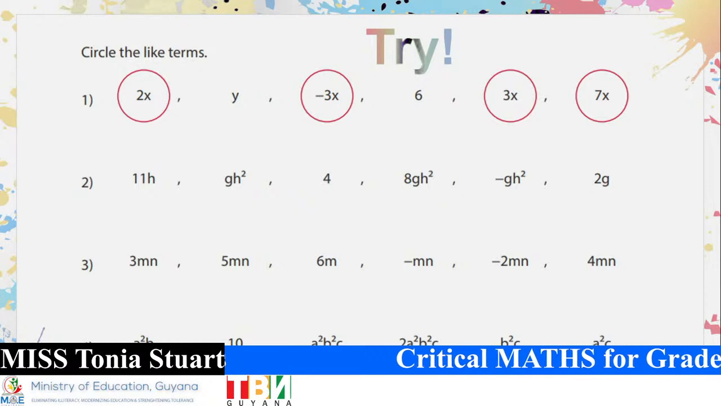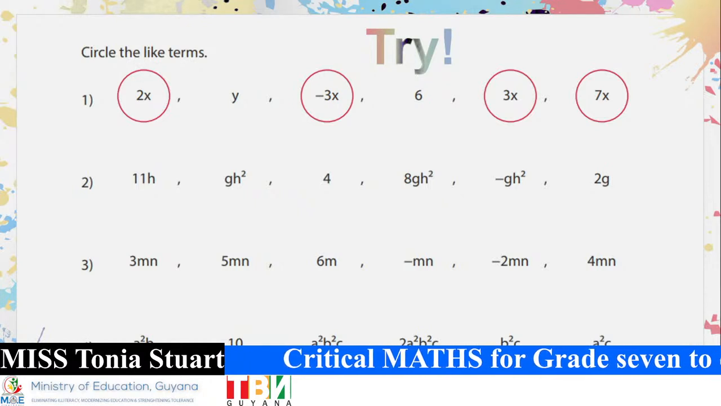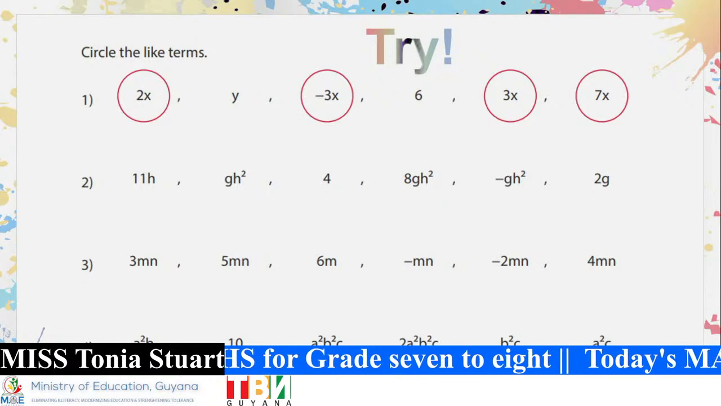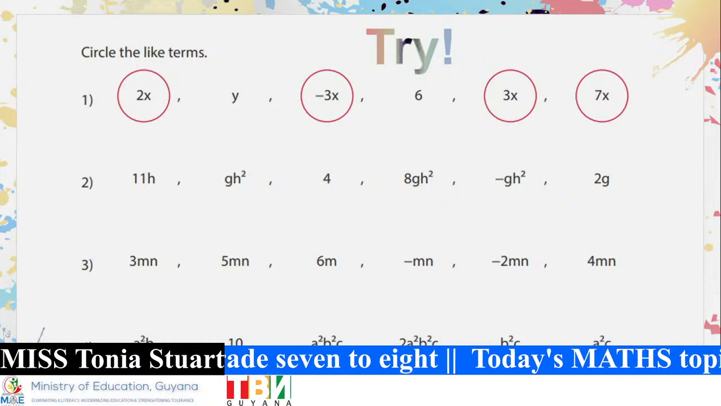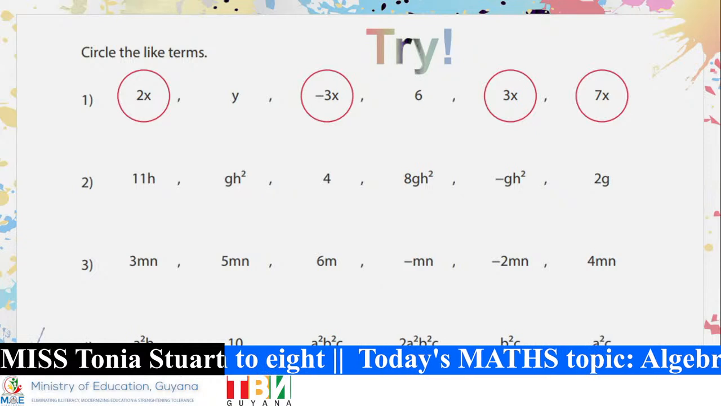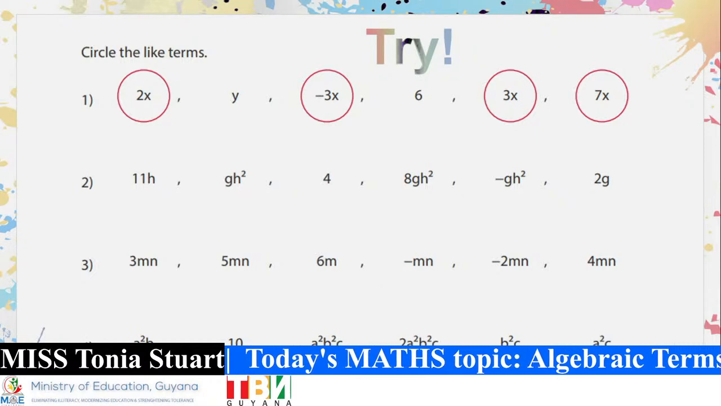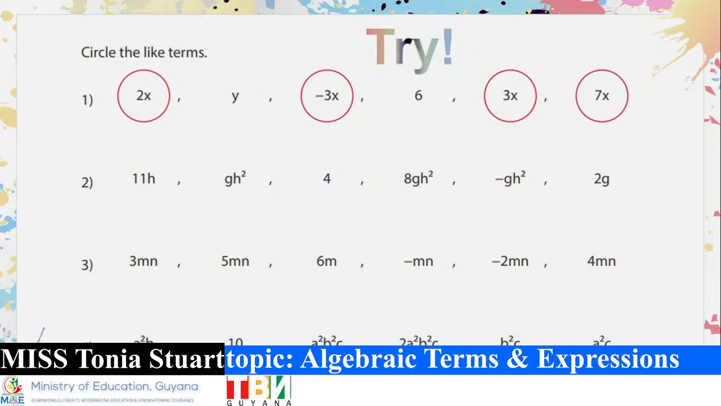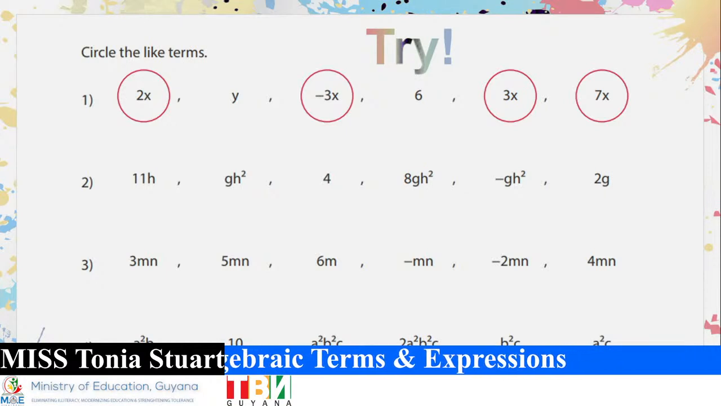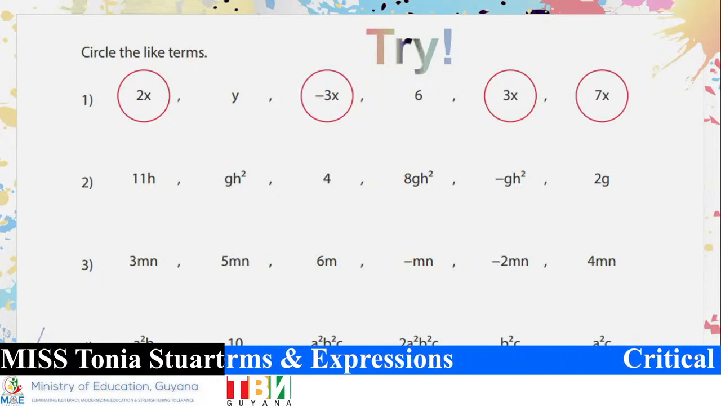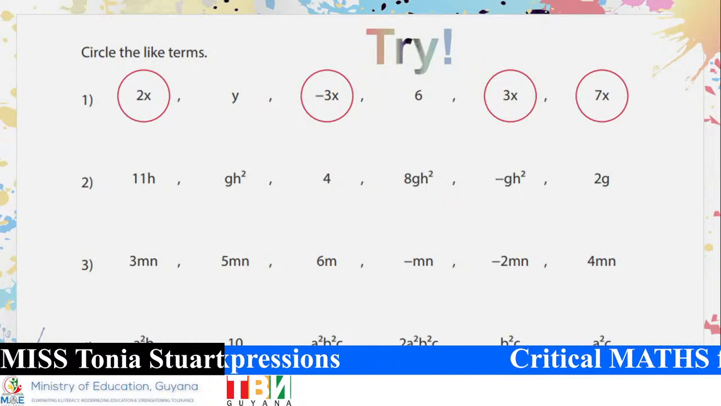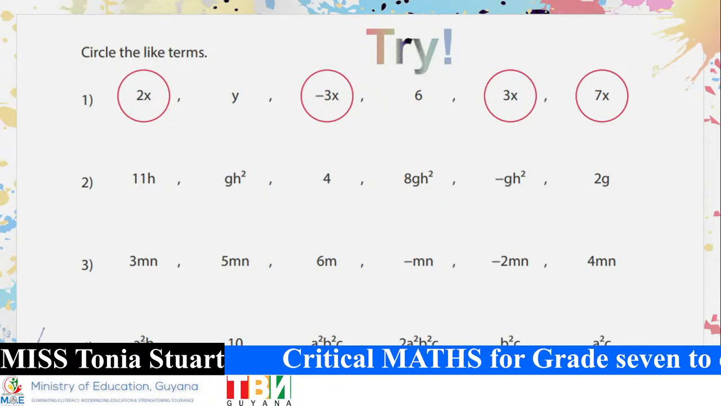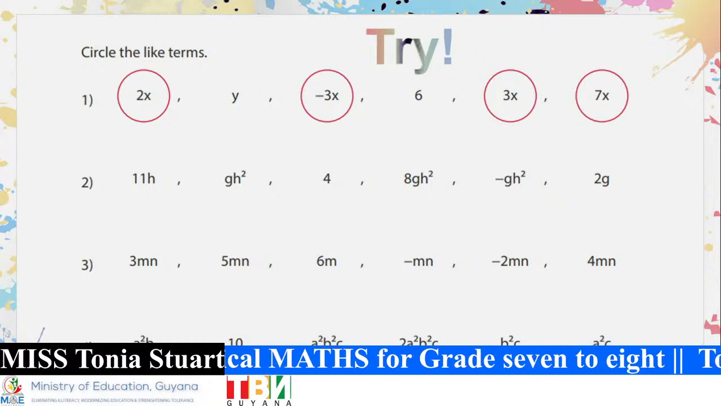GH squared, 8 GH squared, and -GH squared. So you're grouping GH squared, 8 GH squared, negative GH squared. Alia, do you agree or disagree? I agree. You agree or you're not too sure? Not too sure. Thank you, honesty. Akila? Agree or disagree or not too sure? Not too sure. Good. Now remember, look at the items there.